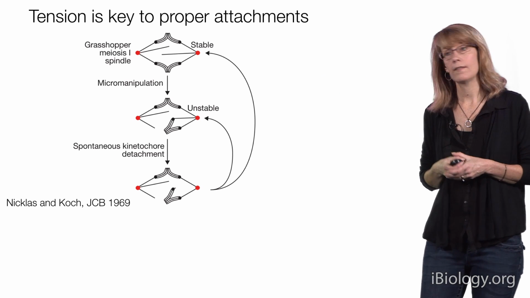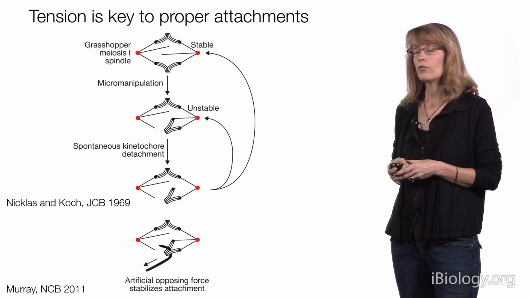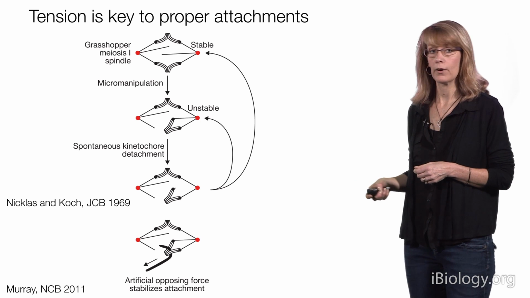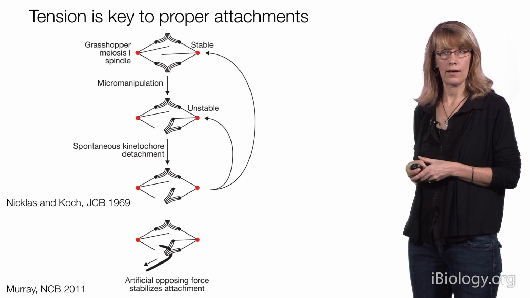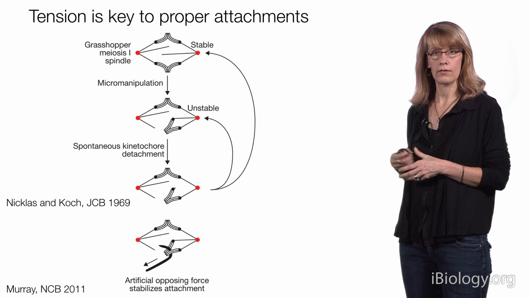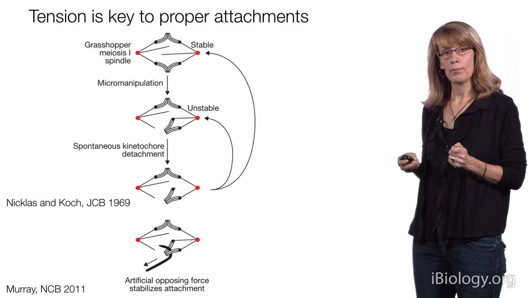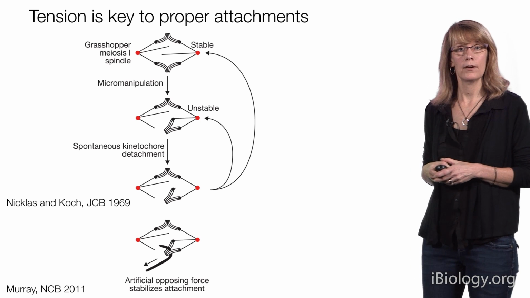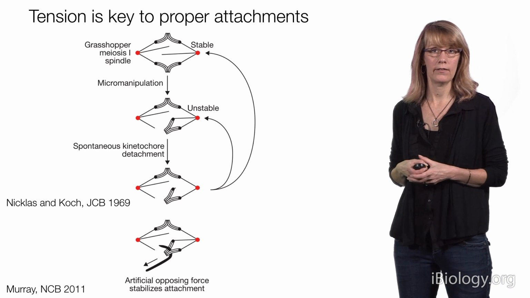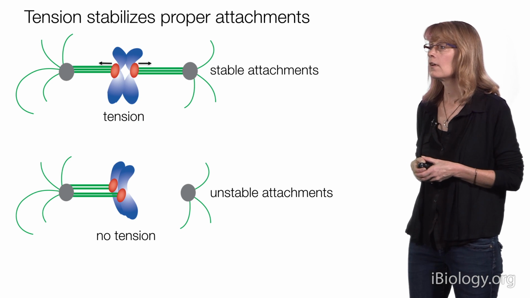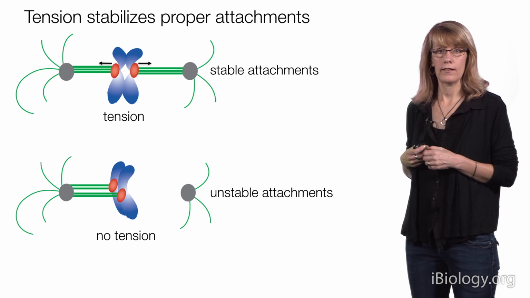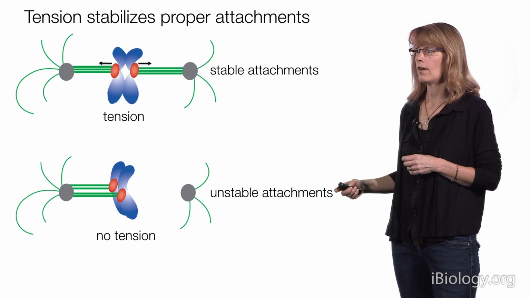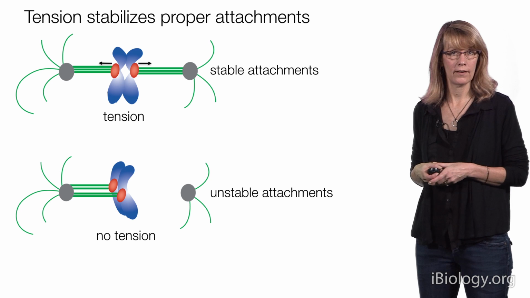And then to demonstrate that this is because of tension, he actually used a needle to artificially apply an opposing force. So he took that incorrect attachment, where both homologs are attached to the same pole, applied an opposing force, and now the incorrect attachment was stable. And this really demonstrated that that's because tension is stabilizing that attachment. So tension stabilizes attachments, and they're in vivo very stable once they come under tension. And in contrast, any attachment that's lacking tension is highly unstable.